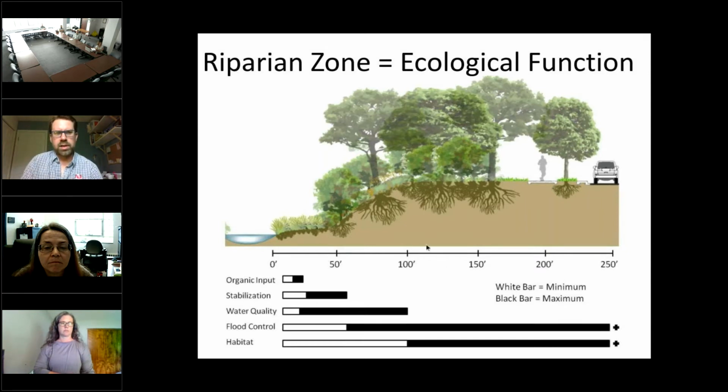Down here at the bottom, I just want to illustrate that a healthy riparian zone equals ecological function. We're focusing here today on stabilization, but we're talking water quality, flood control, habitat, filtering out pollutants, a lot of things. But generally for stabilization, that 50 feet from the stream is pretty crucial when we're dealing with that.